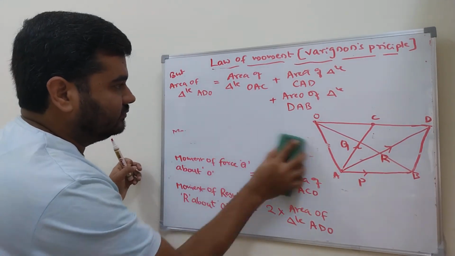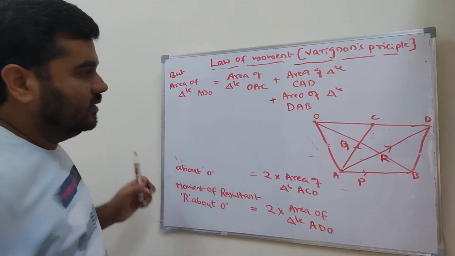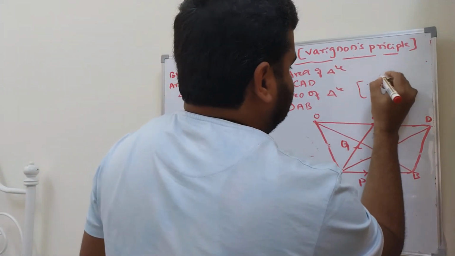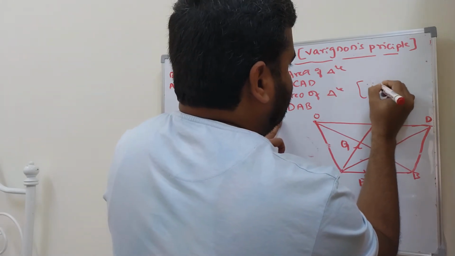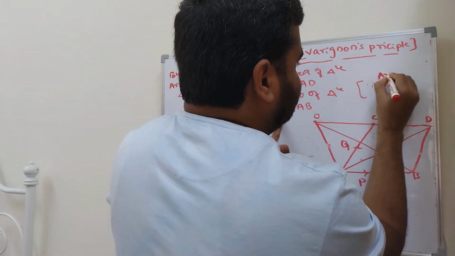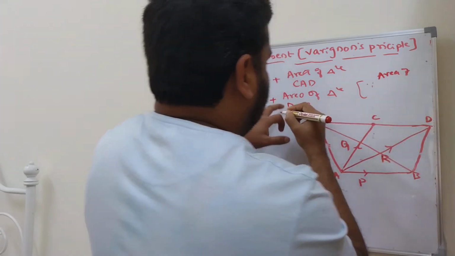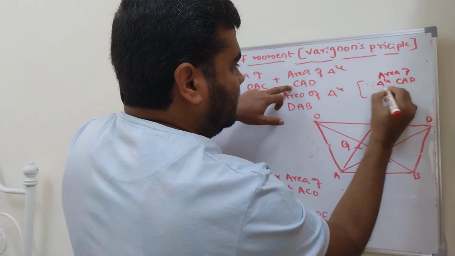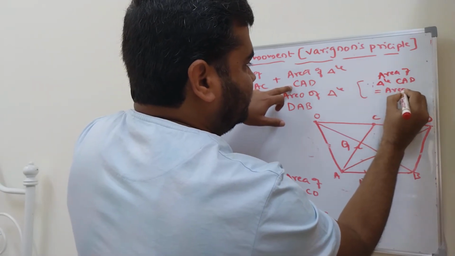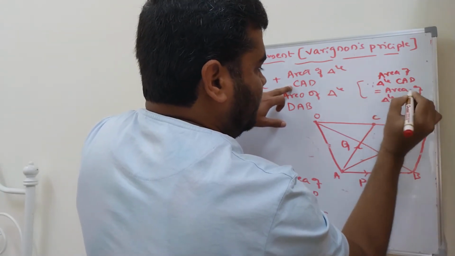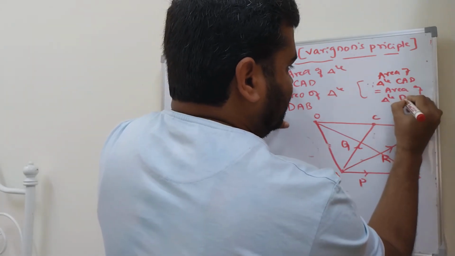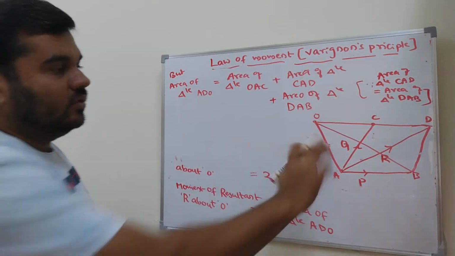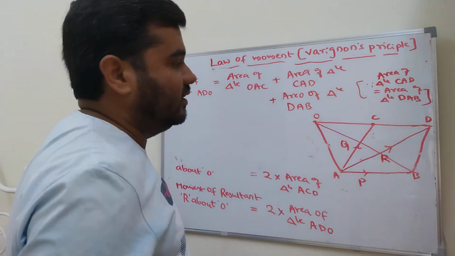Okay, now I will write here, because the area of triangle CAD is equal to the area of triangle DAB, because it is a parallelogram. The diagonal divides it into two equal halves.